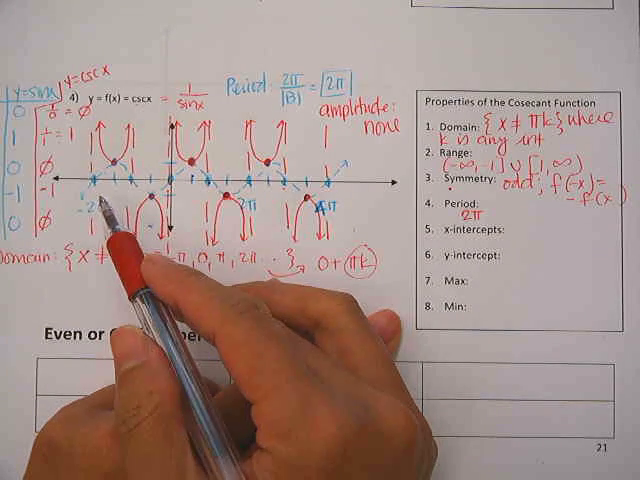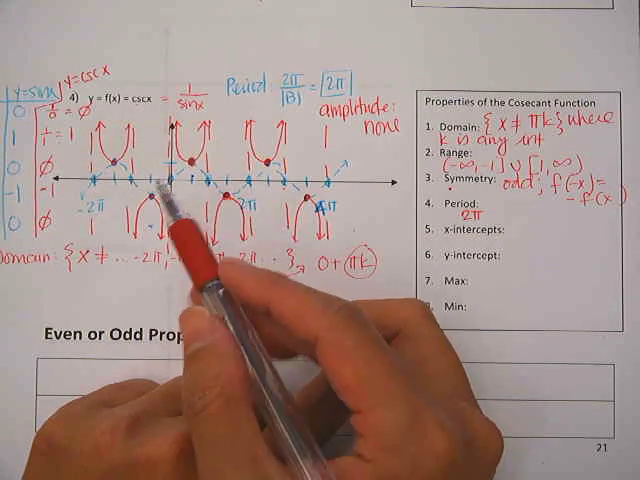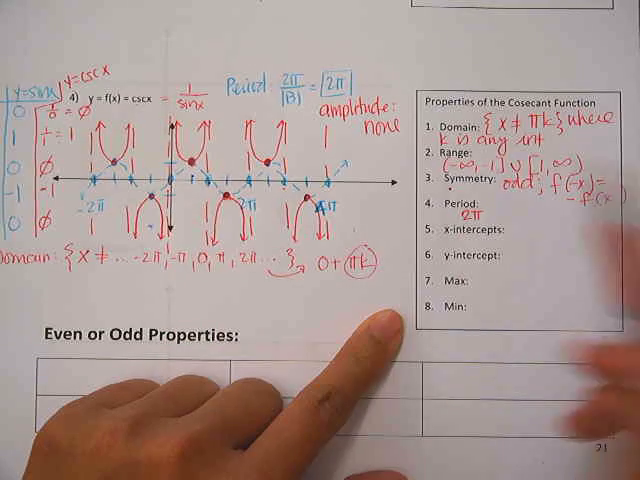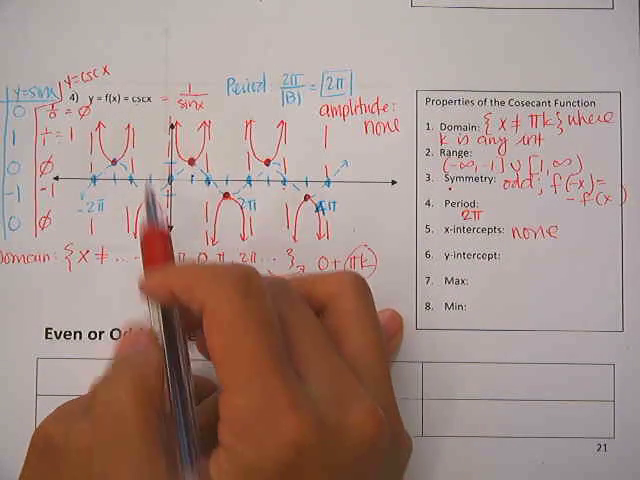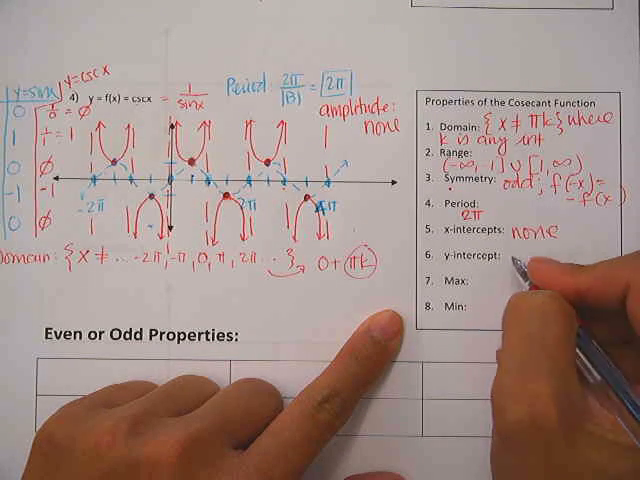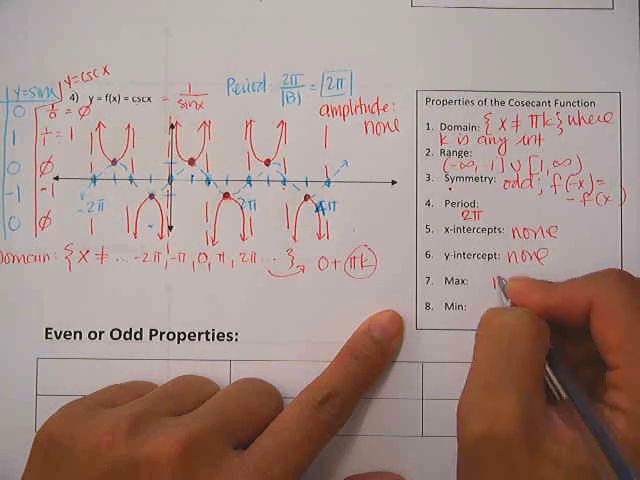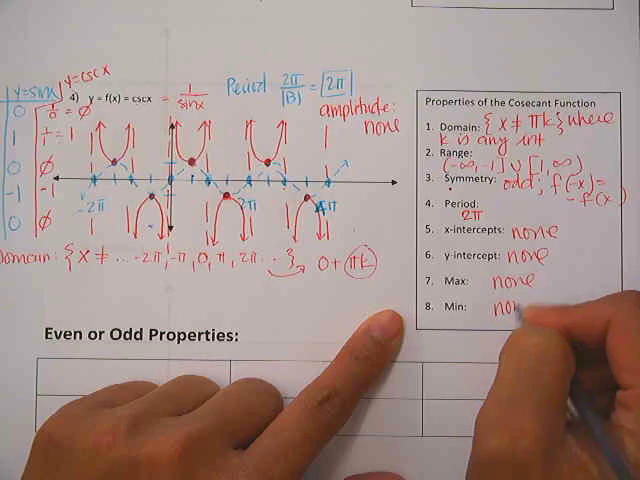X-intercept: your cosecant and your secant graphs will never ever cross over your x-axis, so none. Y-intercept for this particular cosecant, it doesn't have any. There's no max and there is no min.